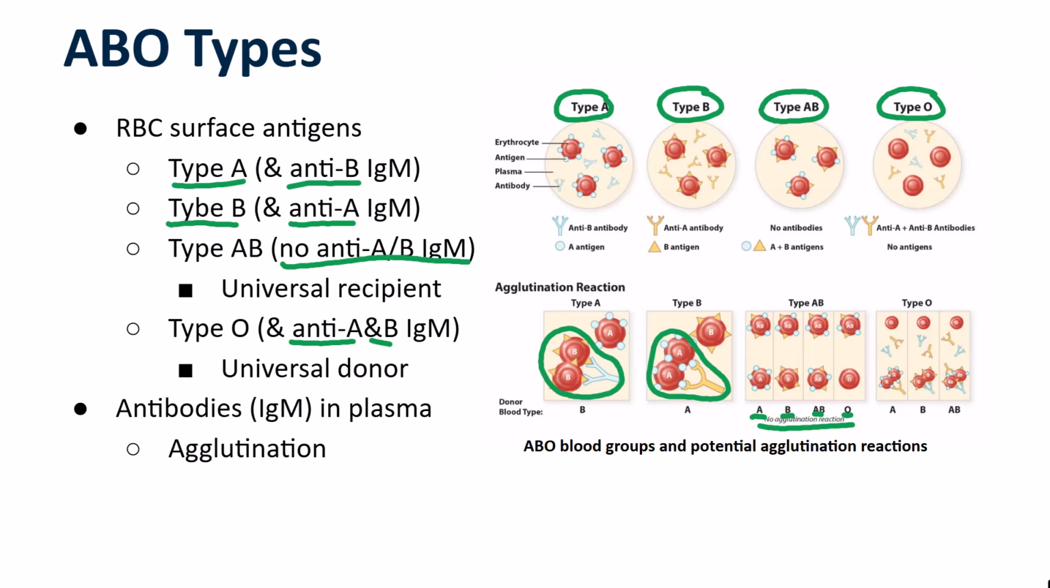And so we say that someone who has type AB is the universal recipient. They can receive blood from anyone.